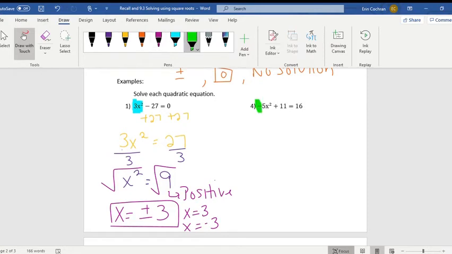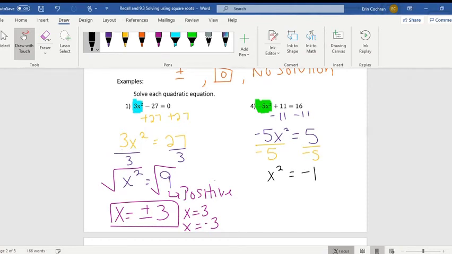So solving for this negative 5x squared. How would I move a positive 11 to the other side? I would subtract it. So I get negative 5x squared equals 5. And then how do I get rid of the negative 5? I'm going to divide it because it's a coefficient. And I'm going to get x squared equals negative 1.